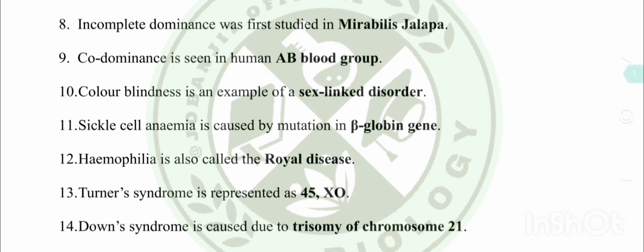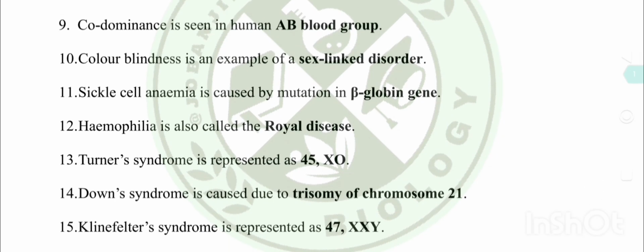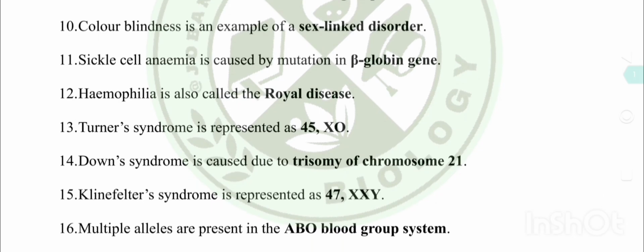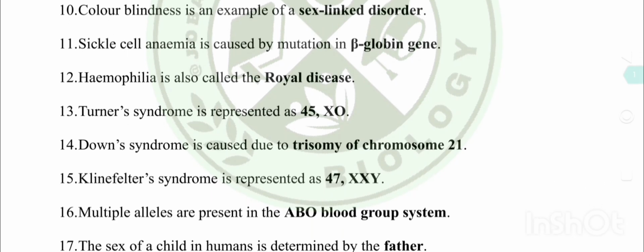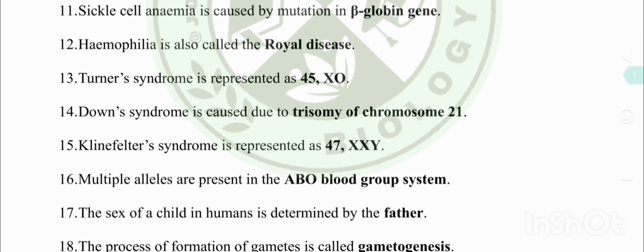10. Color blindness is an example of a sex-linked disorder. 11. Sickle cell anemia is caused by mutation in the beta-globin gene. 12. Hemophilia is also called the royal disease. 13. Turner syndrome is represented as 45XO.